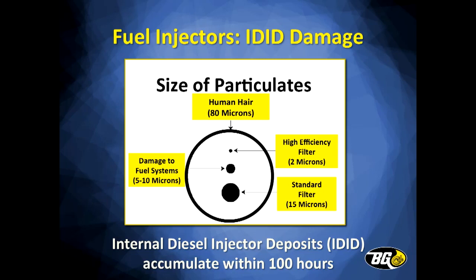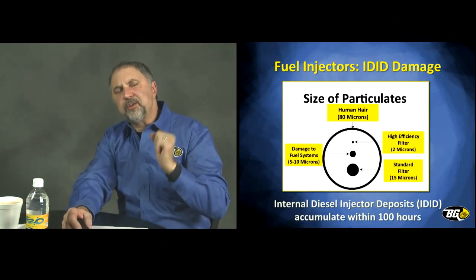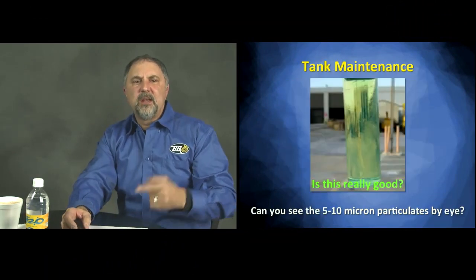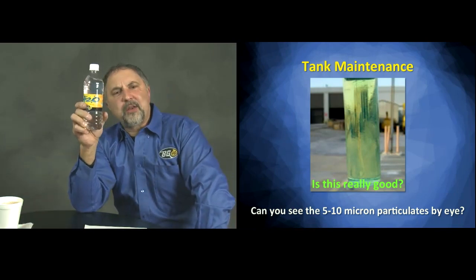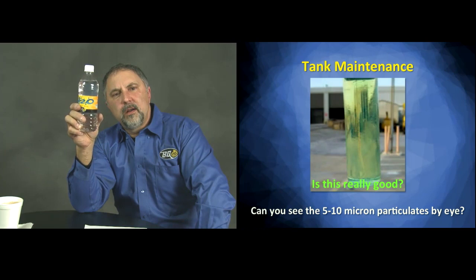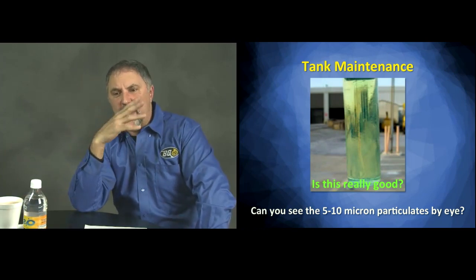So my question to you is this: if you can take that human hair and slice it in half and look at the cross-sectional area, and then you look at the center dot and you see that's 5 to 10 microns, next time you're looking at a fuel sample, can you see if you've got those particulates floating in there? Now, unless you're the Terminator or Steve Austin, the Bionic Man from the 70s or 80s, you can't see that. You need to send it to the lab and have it tested.